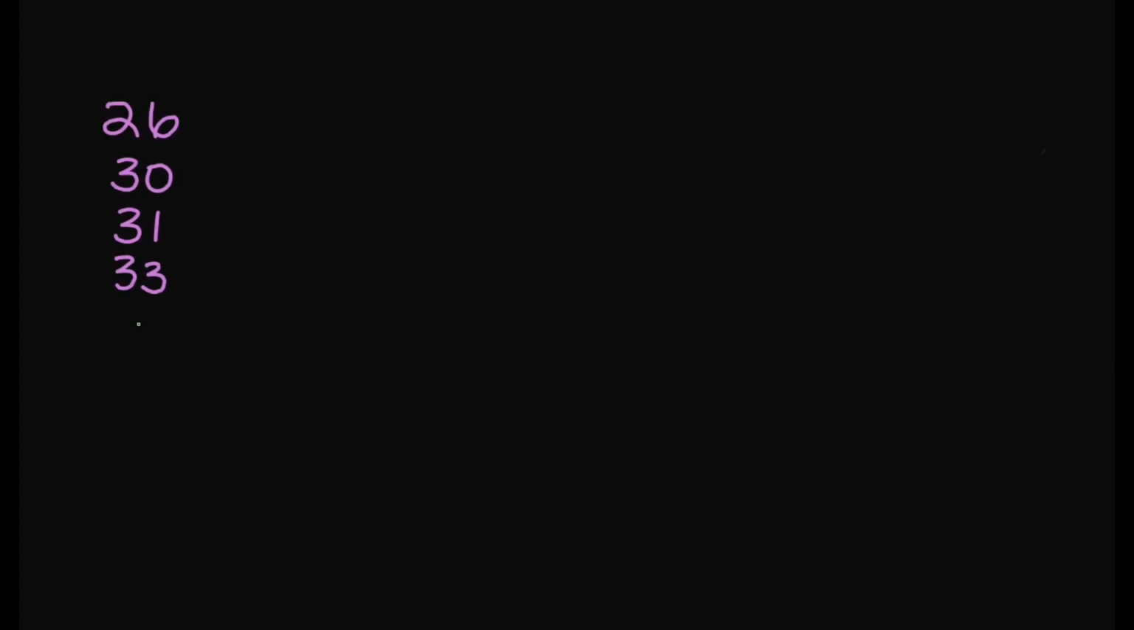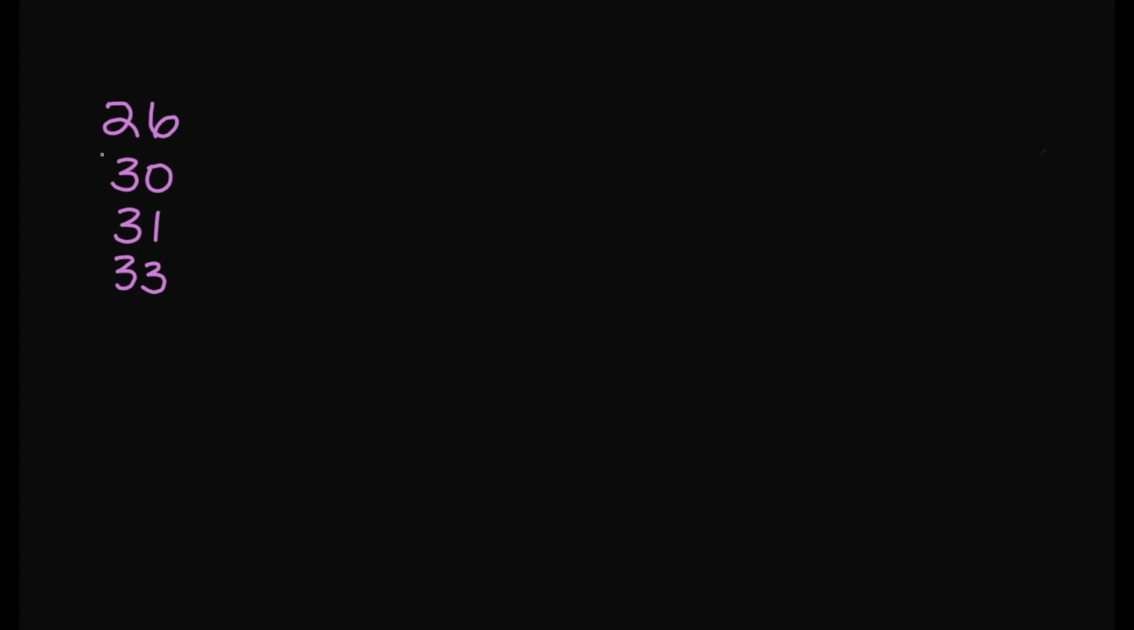Remember that your mean is also known as the average. This is when you add all the numbers that you have and then you divide your sum by the number of items that you have. For an example, let's say we have the numbers 26, 30, 31, and 33, and we need to find the average for this data set here.